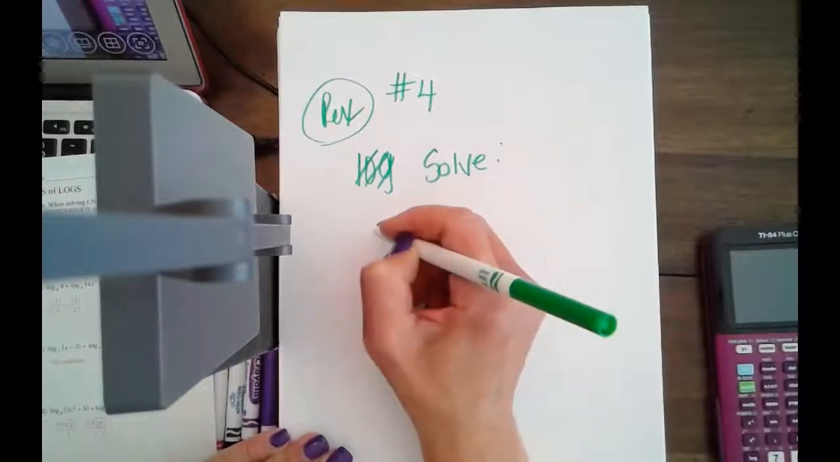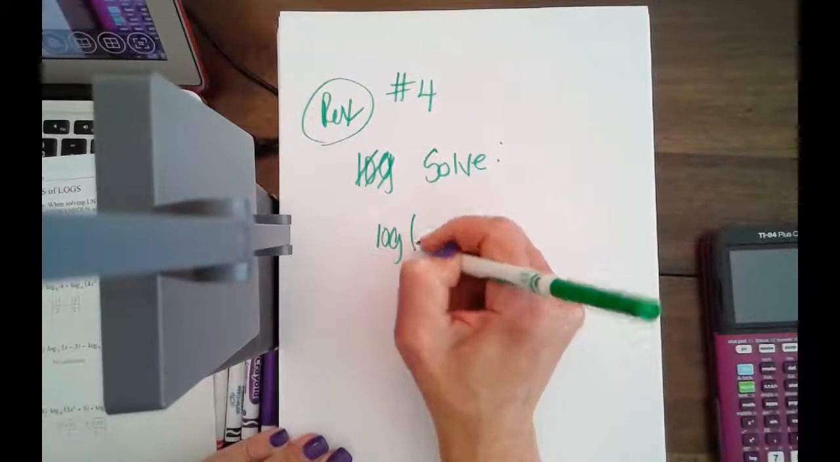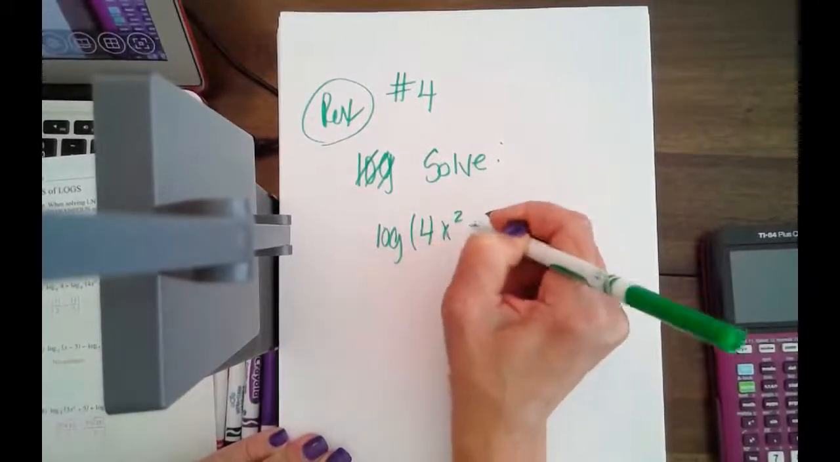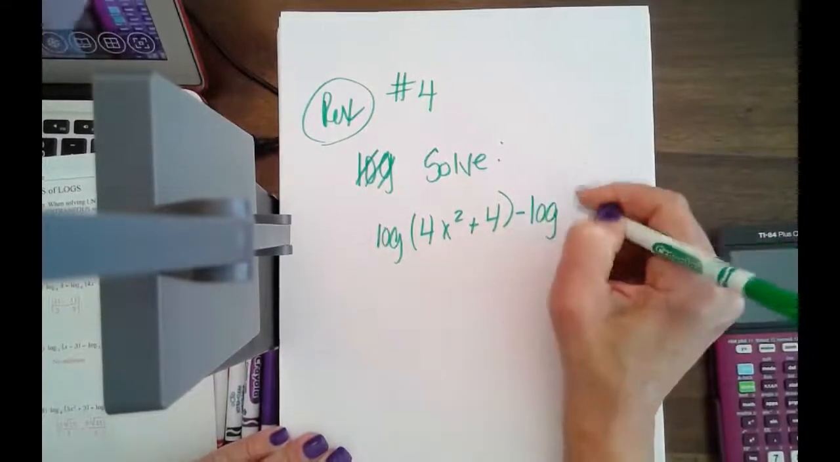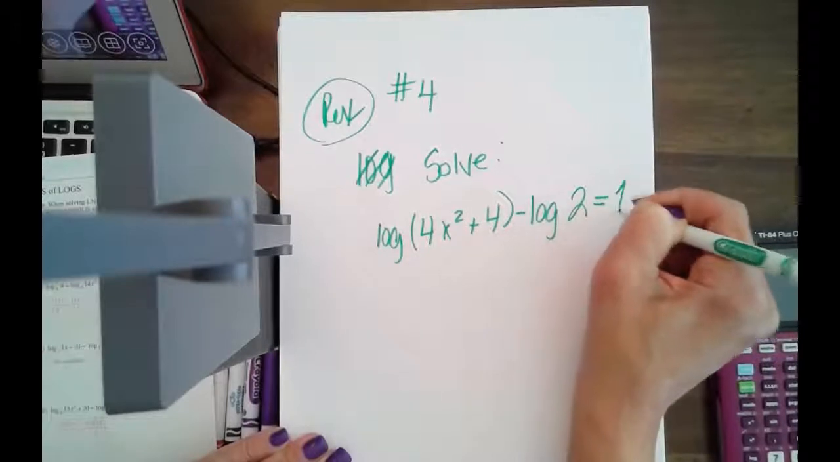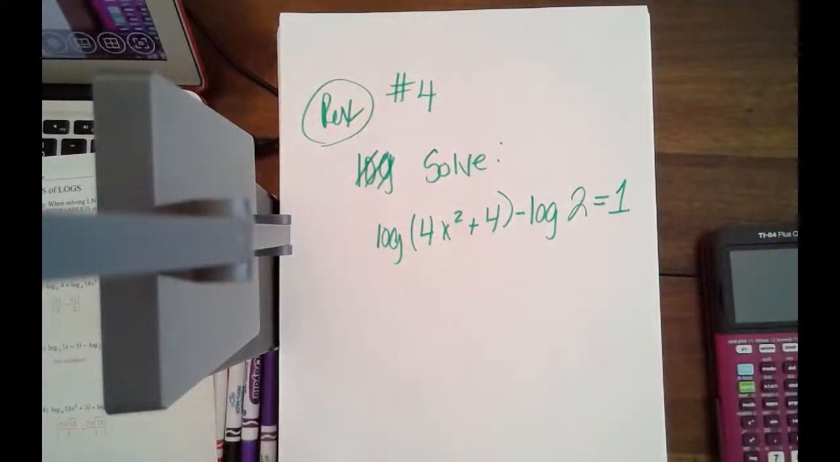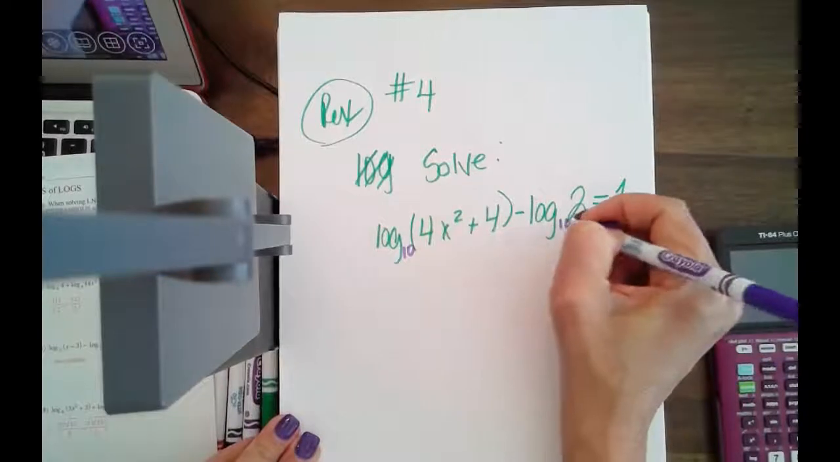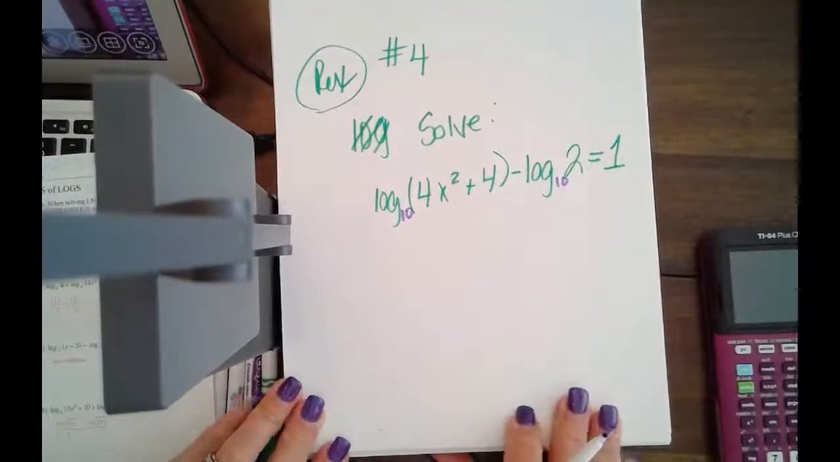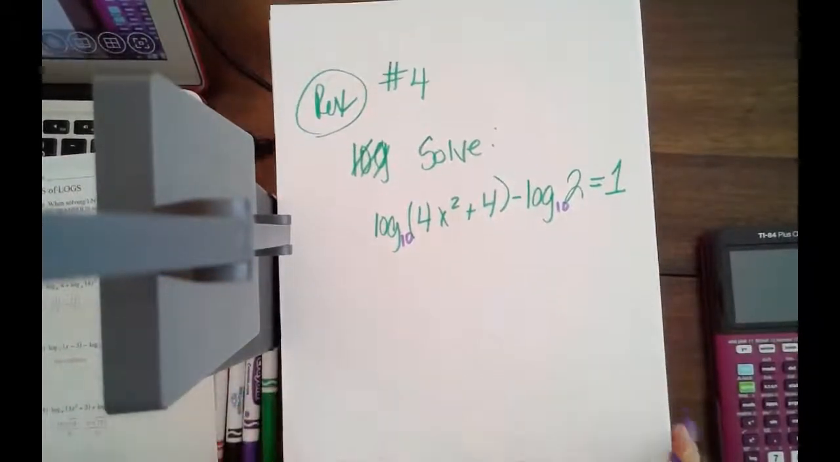Log of 4x squared plus 4 minus log 2 equals 1. Okay, somebody in here is going to go, wait, where is the base? I don't see a base. Well, guys, I've told you countless times that if you don't see the base there, it is automatically a base 10. Okay, automatically. But we don't write it. So it's just like, you know, when you say 5 cents, you don't write the cent sign anymore. So it's just log base 10.